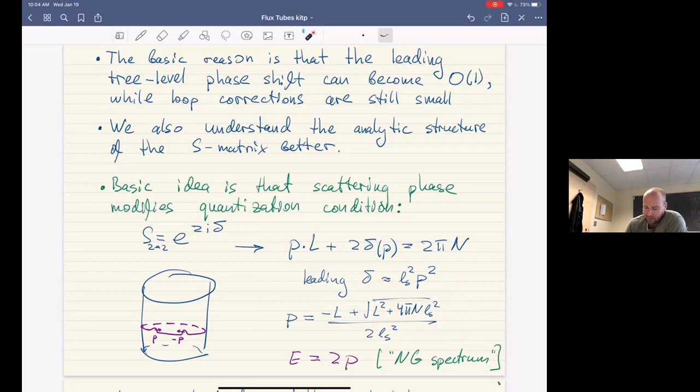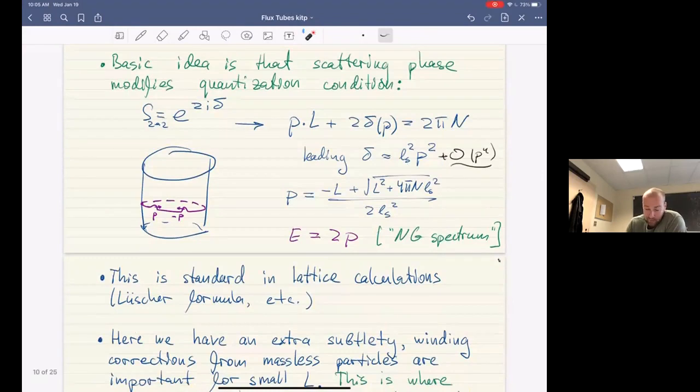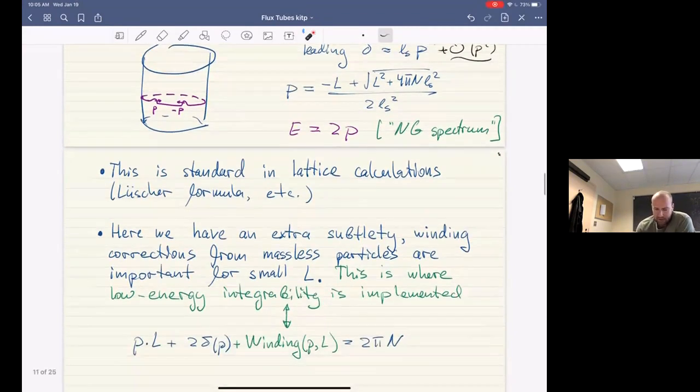So the point is that if one starts expanding the square root, then the square root has, of course, non-analyticity, and this expansion becomes asymptotic very quickly. However, if the phase shift calculation is reliable, so there is some order of p to the fourth, if this piece, which is again universal and calculable, is still small, then we can treat this phase shift as exact and go from it to the finite volume spectrum, since for this two-particle state the energy is simply related to momentum. And this is quite standard in lattice calculations, the Lüscher formula, etc.